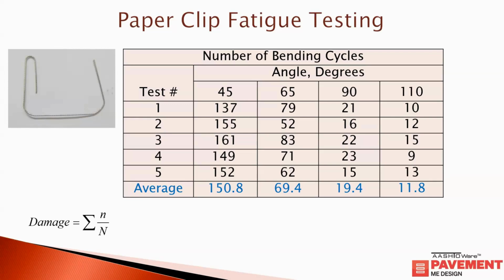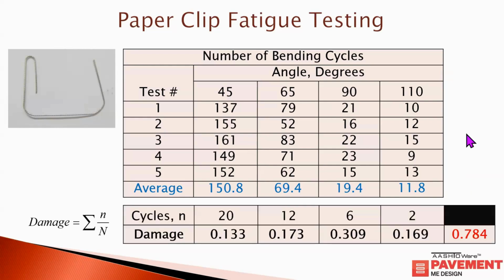So in this case here, we are actually accumulating damage for different angles, or we're damaging the maximum theoretical amount of times you can bend the paper clip in each case. And as you would expect, when you're going from a low angle, 45 degrees, to higher angle, to 90 degrees, and finally to 110, you would expect the number of repetitions to decrease, and that is the case of what's happening. Now, if we wanted to do some combination of these different angles, we could do that. And as an example, in the table below, you see we're doing 20 repetitions at 45 degrees.